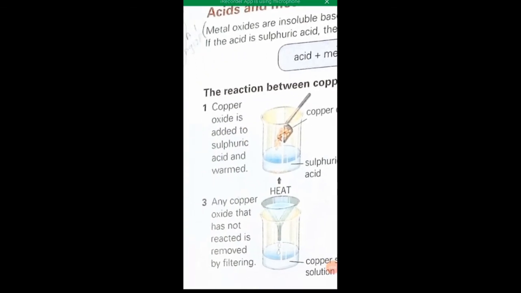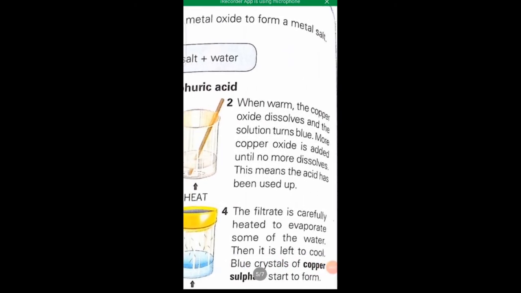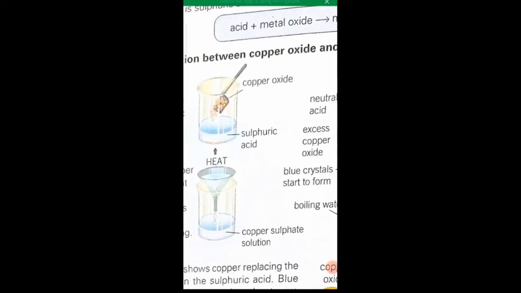This is the reaction. What is happening over here? Copper oxide is added into sulfuric acid and warmed. After forming, the copper oxide dissolves and the solution turns blue because of the presence of copper. More copper oxide is added until no more dissolves, meaning you have to make a saturated solution. This means the acid has been used up. Until all the acid is used, you have to make a saturated solution.